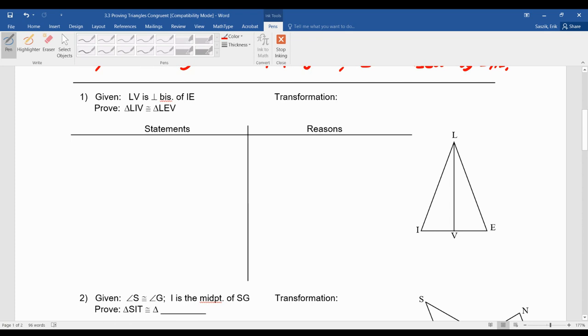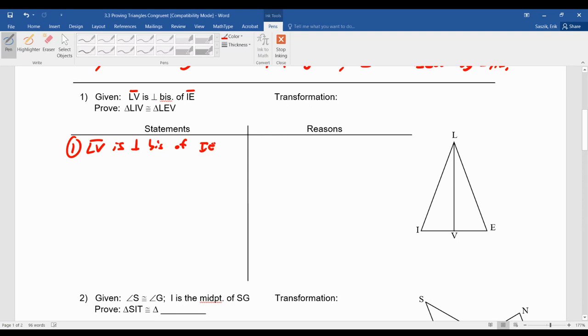Now, you're going to want to have your reason sheet handy, okay? Your reason sheet that I posted. This reason sheet is going to be a big deal. You're going to use that a lot. It looks intimidating at first, but a lot of it, you will be able to make sense of pretty quickly. So the first thing that we do almost all the time is get down our given information. LV is the perpendicular bisector of IE.